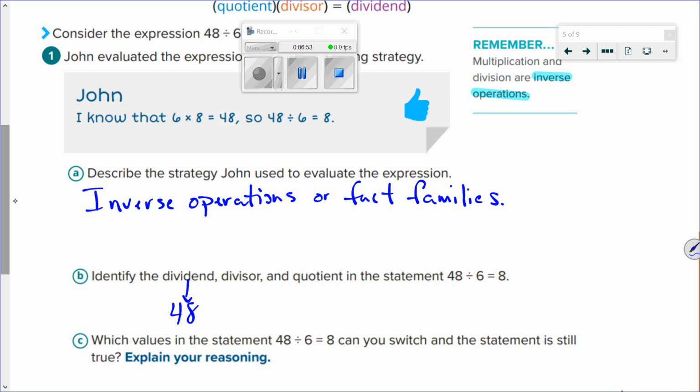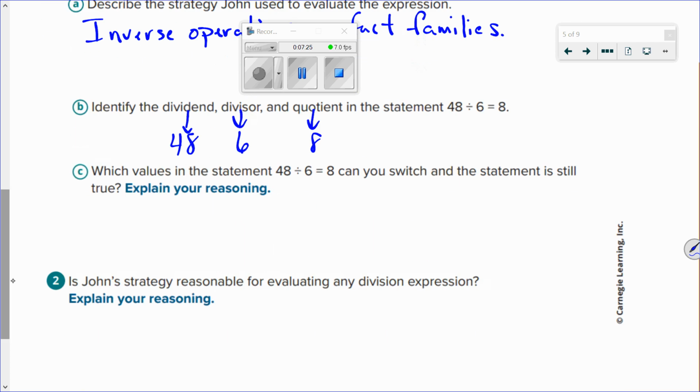The divisor is what? Go ahead, Melinda. It's 6 because it's the number of groups it's being divided into. So the divisor is 6, meaning that our quotient is 8. The easy way to think about it again is quotient is the answer to a division problem, meaning that's going to be the part that it's equal to, right? It's the only thing different. It is also the only one with a different letter.